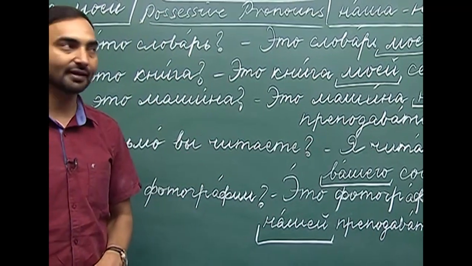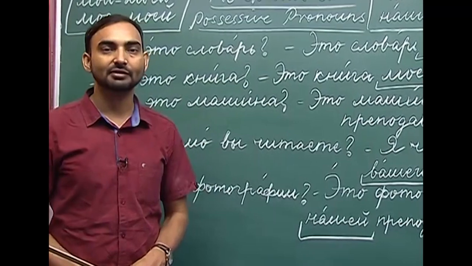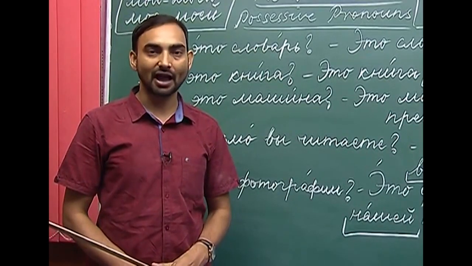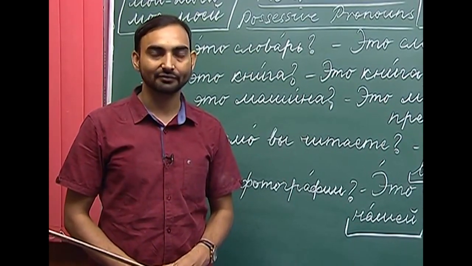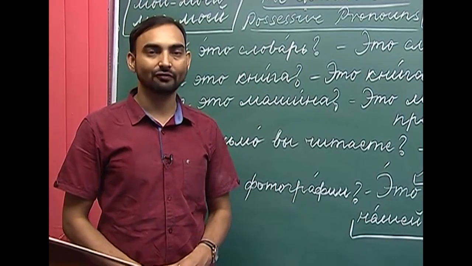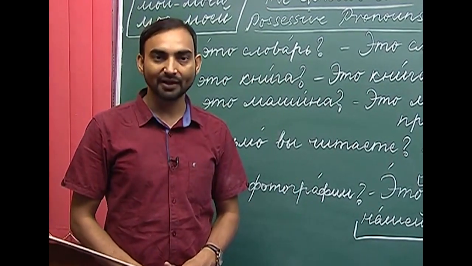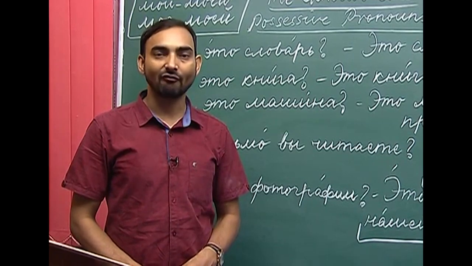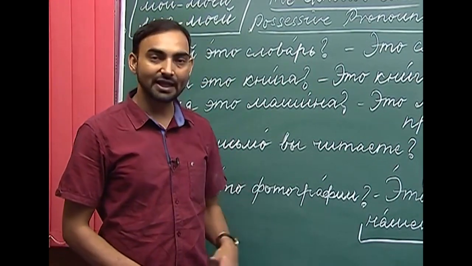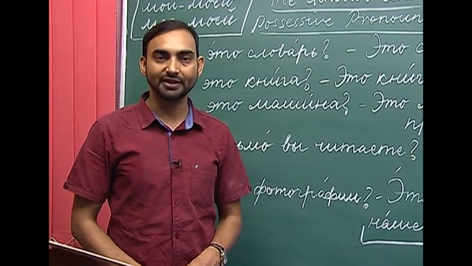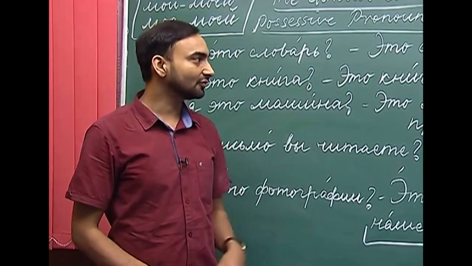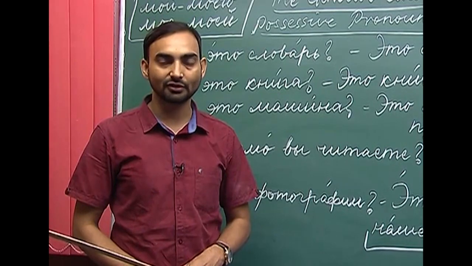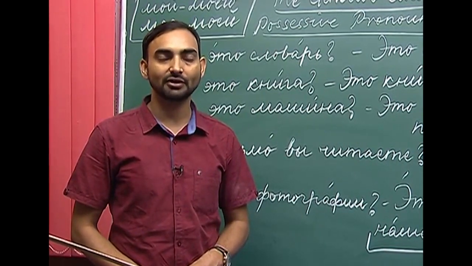So let's revise them once again. Moi becomes moyego, tvoi, твоего, Nash, Nashego, Vash, Vashego. So we are talking about masculine forms. What about feminine? Moya becomes Moyei, Tvoya, Tvoyei, Nasha, Nashei, Vasha, Vashei. Yego, yeyo and ikh, they don't change their forms in the genitive case. So this was about the declension of possessive pronouns in the genitive case. I hope you must have understood the declension. So now we will move on to the next topic.